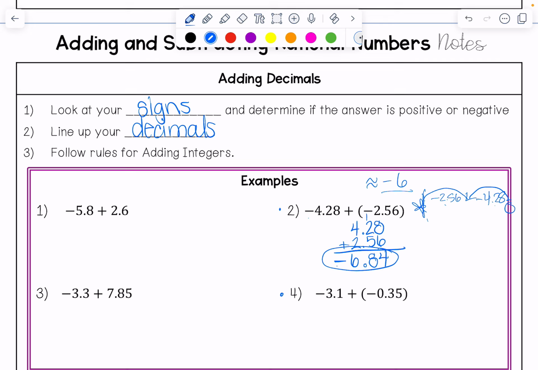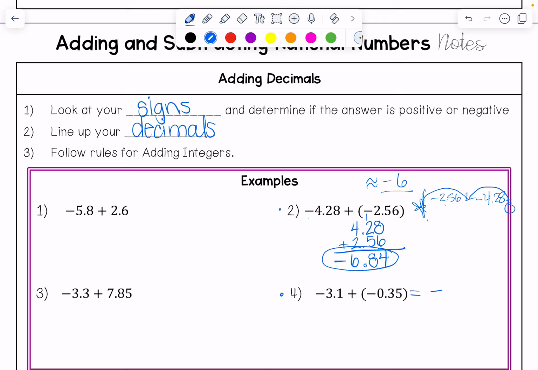So if we look at number 4, I'm adding a negative and a negative again, and so when we add two negatives together, our answer is going to continue to get more negative. Again, one strategy you can use is to forget about the decimals for a second, just to get an estimate. So -3 plus about 0 would be somewhere around -3.